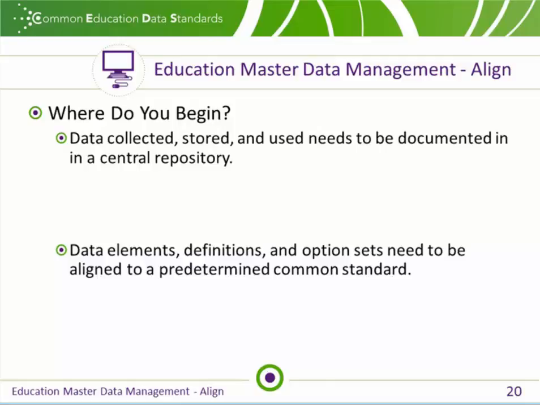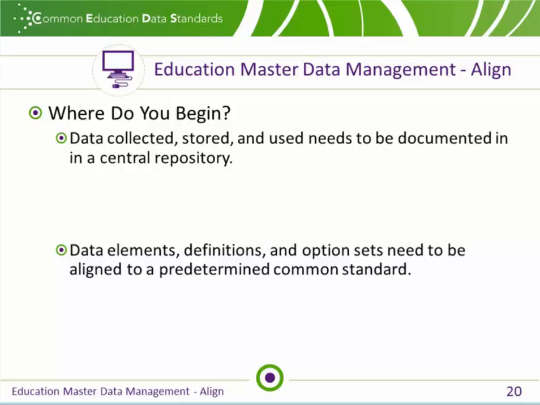We need the data that's collected, that's stored, and that's used. We need to document it in a central repository so that we know what we have. And the data elements and the definitions and the option sets need to be aligned to a predetermined common standard so that we can compare the various different collections and data stores for where there are multiple versions of the truth. So we've got to document all of it. Here's all the systems. Here's all the data. Here's all the elements and their definitions. And then let's take that and let's align that to a standard so that we can compare across.